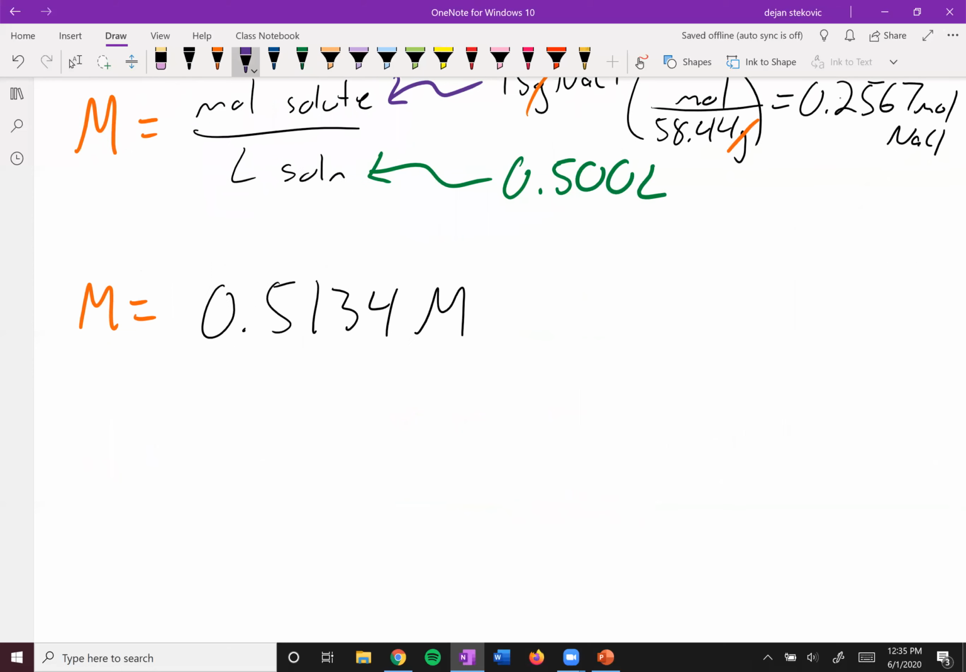Next up, we have molality. Remember, molality is moles of solute over kilograms of solvent.